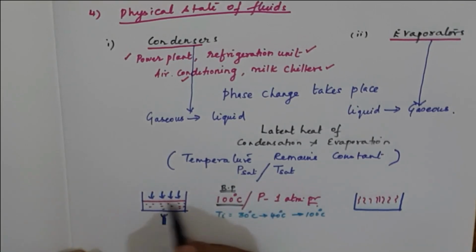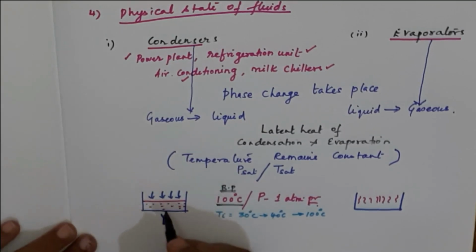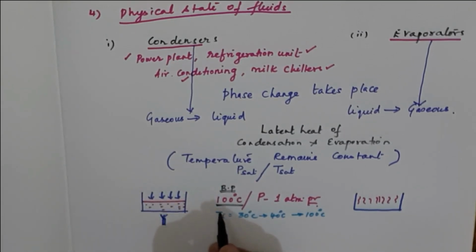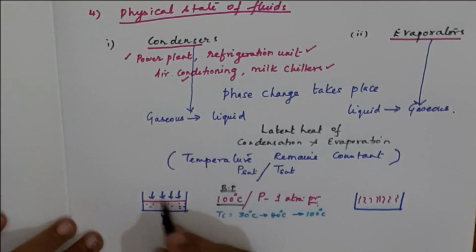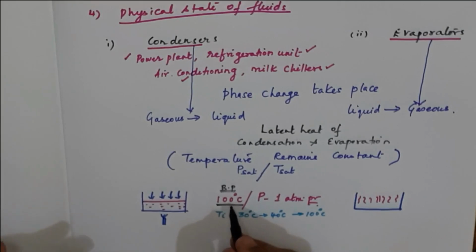Similarly, if you decrease this pressure exerted here, water will boil at a lesser temperature too. It's not necessary that it should boil at 100 degrees. It can boil at 60, 70 or 80 degrees. So if you boil water in the Himalayan ranges, it will not boil at 100 degrees Celsius. It will boil at a much lower temperature because the pressure exerted on the water surface is low. The higher the altitude you go, the pressure decreases.